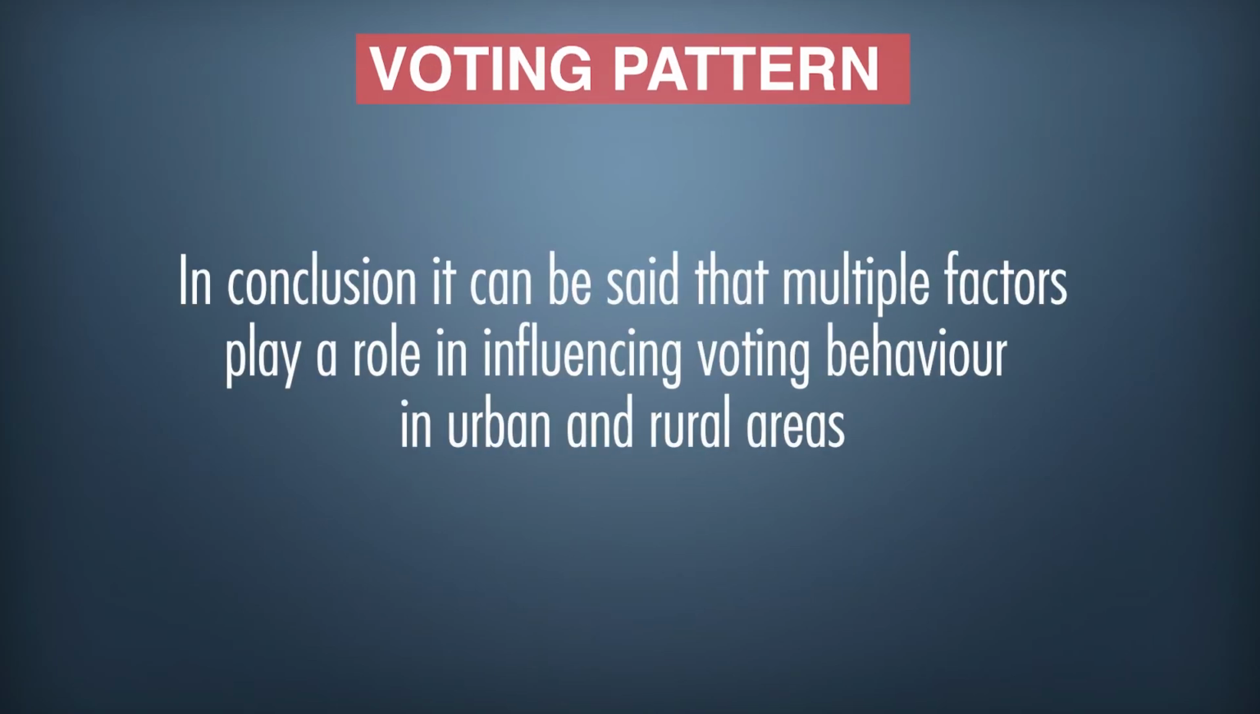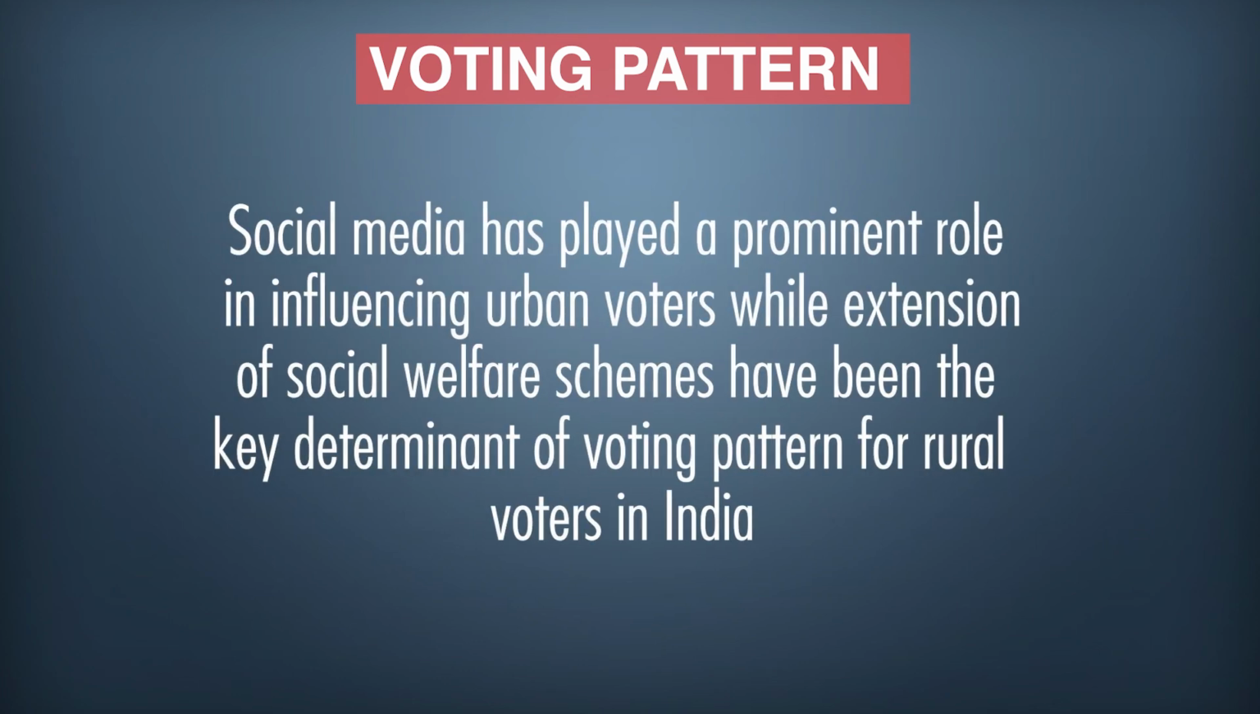Rural voters and urban voters have different sets of issues to be solved by the parties and the government in power. However, in conclusion, it can be stated that multiple factors play a role in influencing voting behavior in urban and rural areas. But one thing is common: social media has definitely played a very prominent role in determining the voting behavior of people in India in the 2019 elections.